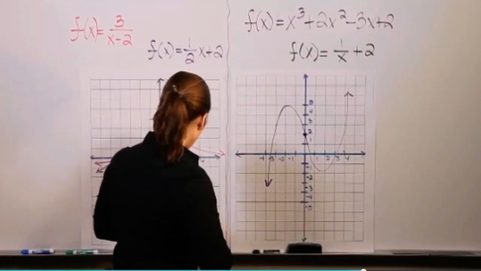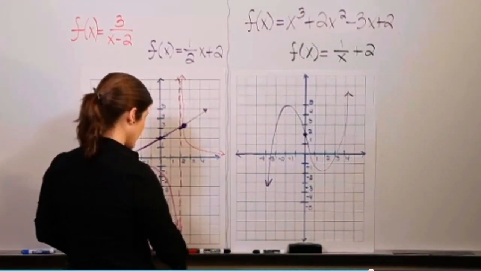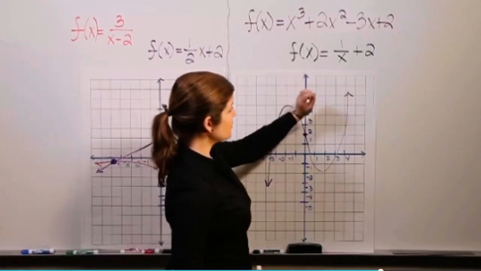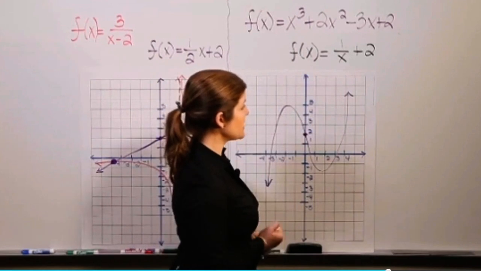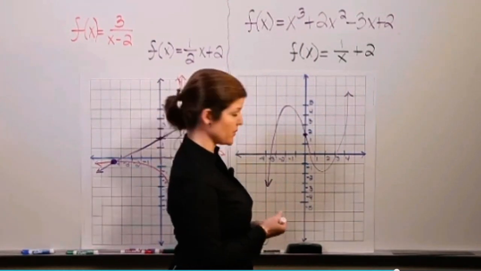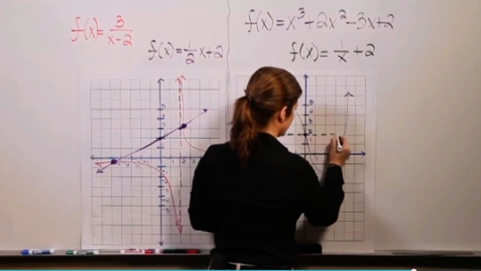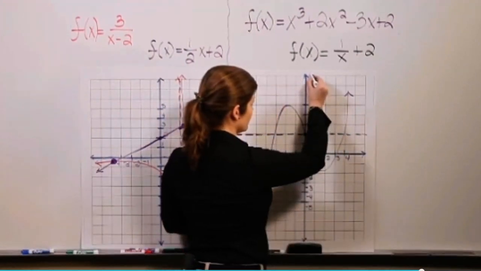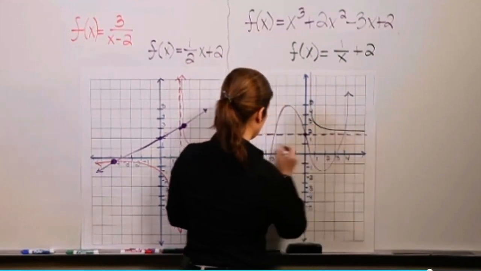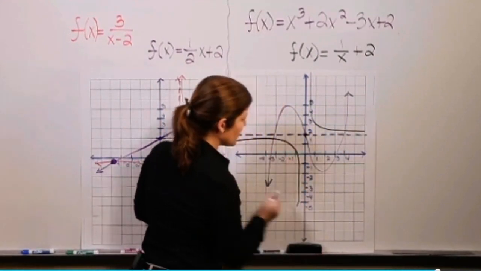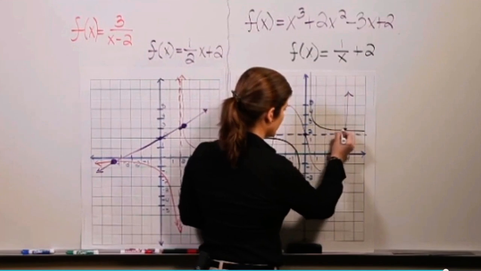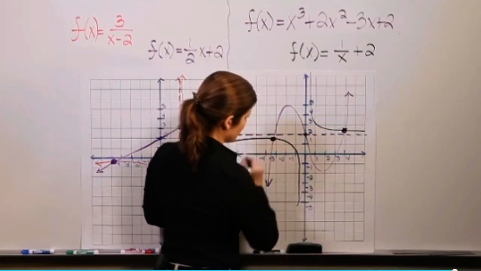My next one is also going to be a rational expression, 1 over x plus 2, which means that I'm going to go ahead and shift it 2 spaces up. So I'm going to draw my asymptote. And this one has a couple more intersections. You'll notice we have an intersection here, and we have an intersection here.